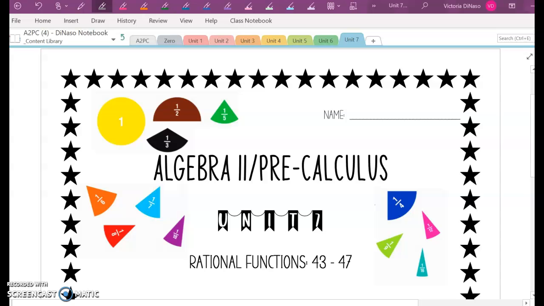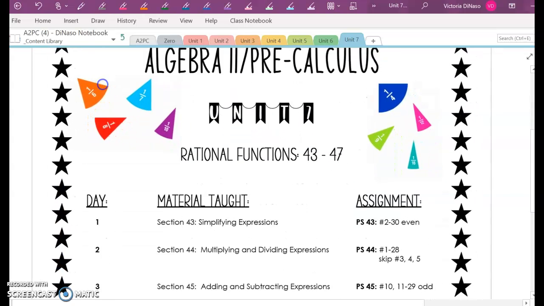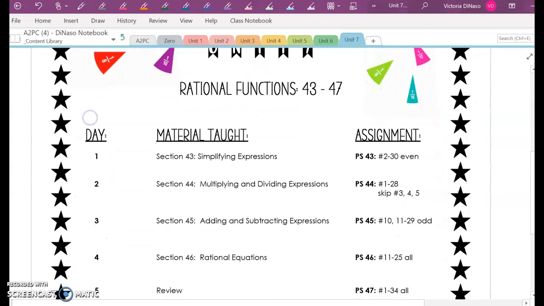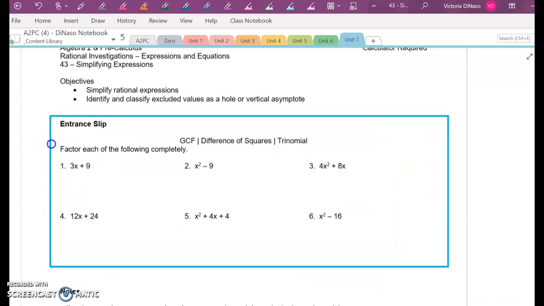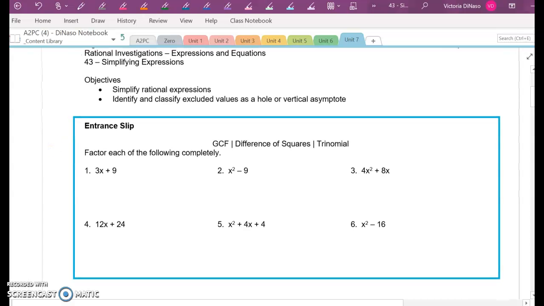So we made it to Unit 7, which is all about rational functions. In today's lesson, we are going to be simplifying expressions in section 43. In section 43, we're going to simplify rational expressions, and then we're going to include excluded values. So we're going to identify those, and then also label them as a hole or a vertical asymptote.